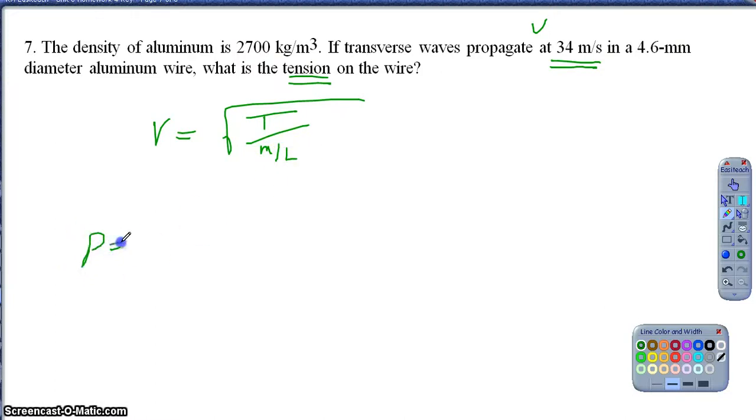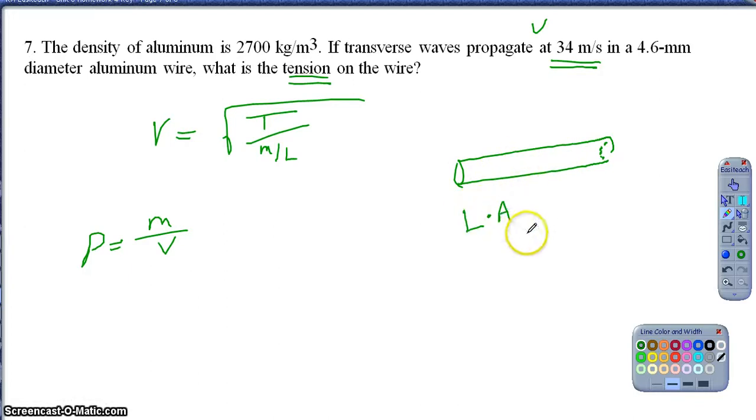Well, density is mass per volume, right? Density is mass per volume in this case. It's kilograms per meters cubed. But I want this to be mass per meter, mass per length, right? So all I have to do is think about how does the volume relate to the length. Well, if I think about a wire as basically being a thin cylinder here, right? So I've got my wire, it's a thin cylinder. The volume of that wire, the volume of that thin cylinder would be the length of the wire times the cross-sectional area, right? It'd be the area of the base times the length of the wire. That would be the volume.